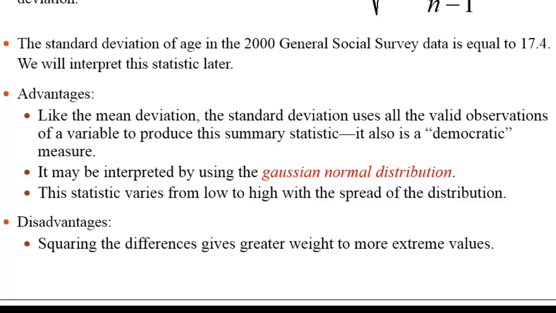And then finally, the statistic is in the right direction. That is, small values of the statistic indicate little dispersion, little diversity, and large values of the statistic indicate a lot of diversity or heterogeneity.